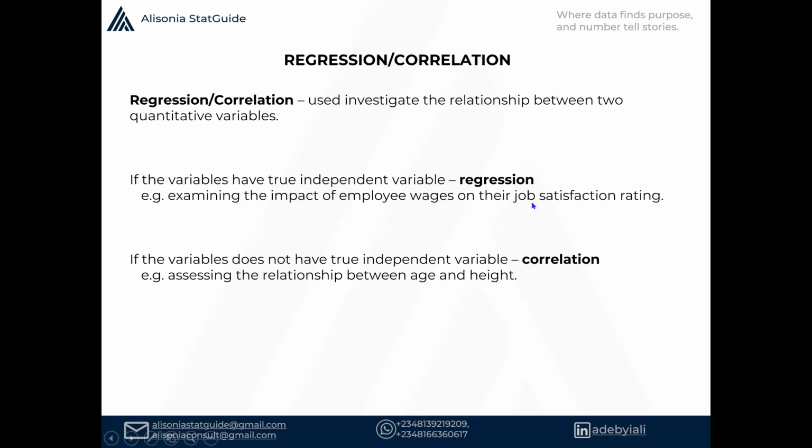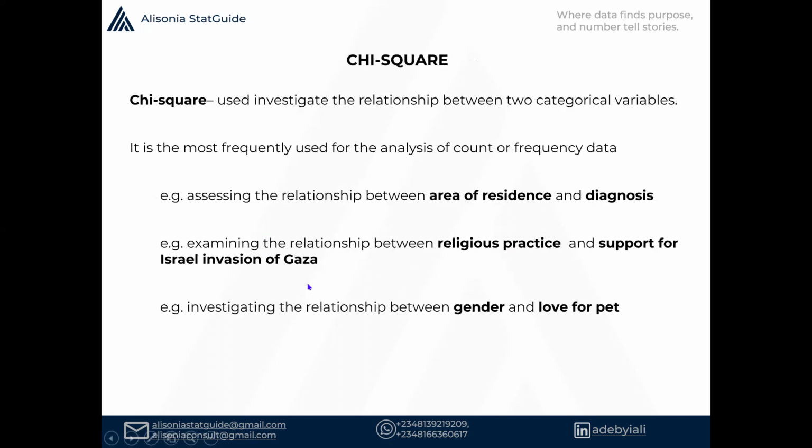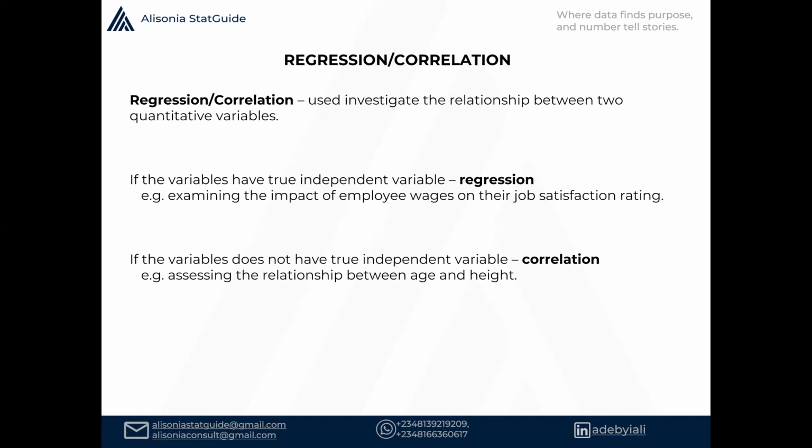Maybe in a company, the HR wants to measure employee job satisfaction. So we collect data on their wages and also their job satisfaction rating. We want to say maybe the job satisfaction they report depends on the wages they collect. So that's that. But if the variables do not have true independent variables, you have correlation. Here you just want to know the relationship. You are not concerned whether one has an impact on the other. Just know whether as one is increasing, the other is increasing, or as one is decreasing, the other is increasing.